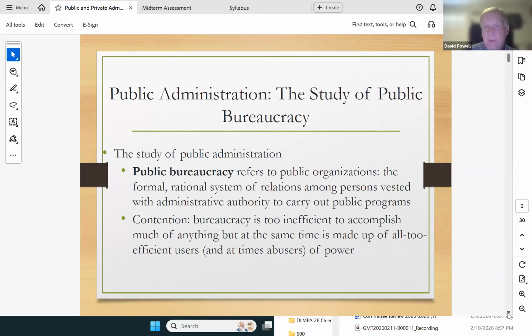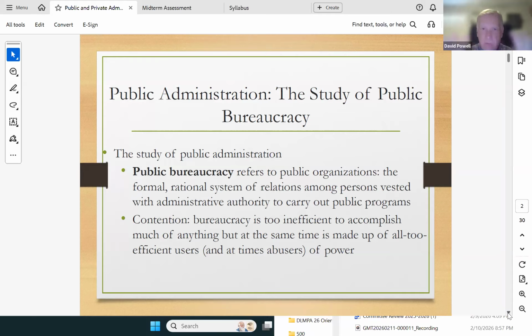And public programs are different than the types of things being done by the private sector. Public programs obviously have a much broader scope than what a private corporation would be implementing, meant to serve the public interest and society as a whole. And so we kind of have this bigger scope in terms of what we are doing in these public organizations. So we know they're formal, they're rational, they're a system of relationships among administrators who have administrative authority, and they utilize that administrative authority to then carry out public programs.